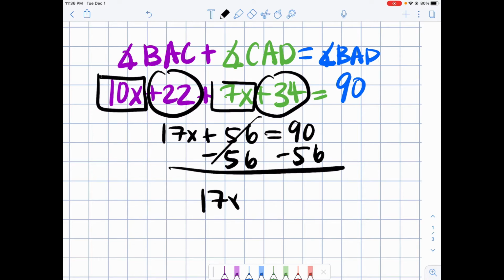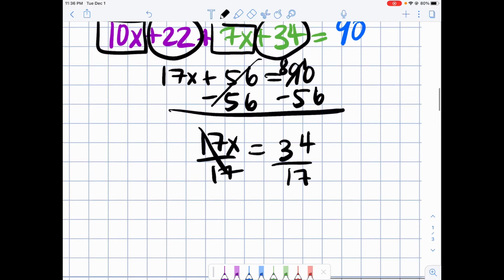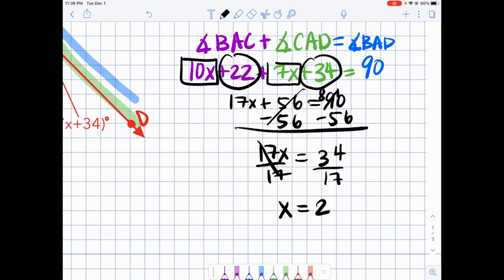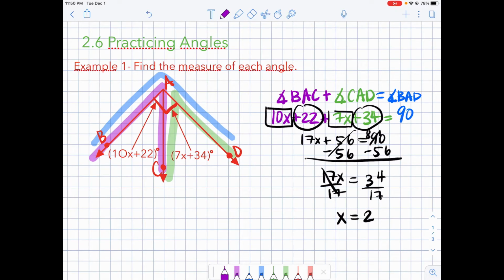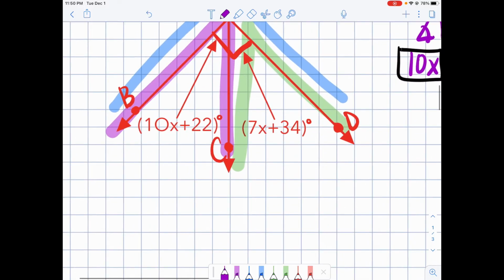And we're left with 17x is equal to 34. I'm going to divide by 17 from both sides, and x is equal to 2. Now remember, it didn't say to go ahead and find x, it simply said find the measure of each angle. So first I'm going to start with the angle BAC, which is colored in purple. So let me begin there.